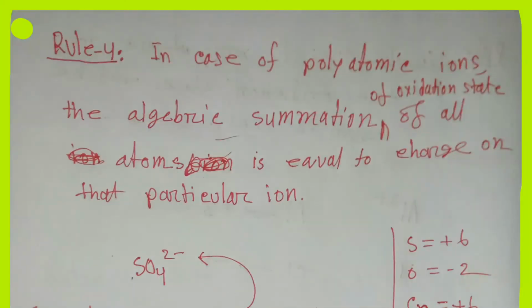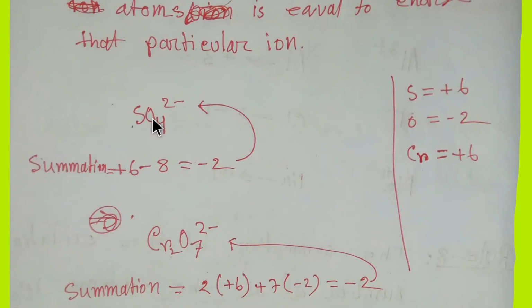Well, rule 4. This is a sulfate radical. In sulfate radical there is a -2 charge on it. So how is this charge coming? You know that the oxidation state of sulfur is +6 and the oxidation state of 4 oxygen is -8, equal to -2. If you add +6 and -8, then you will get -2, and this -2 is going over the sulfate radical.